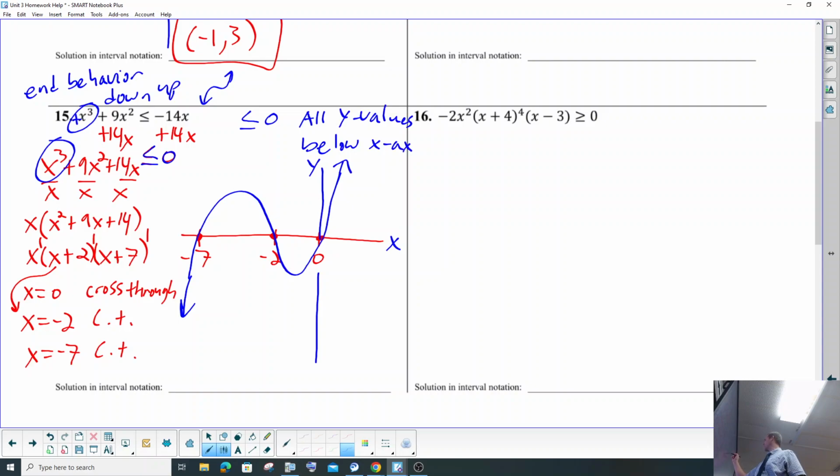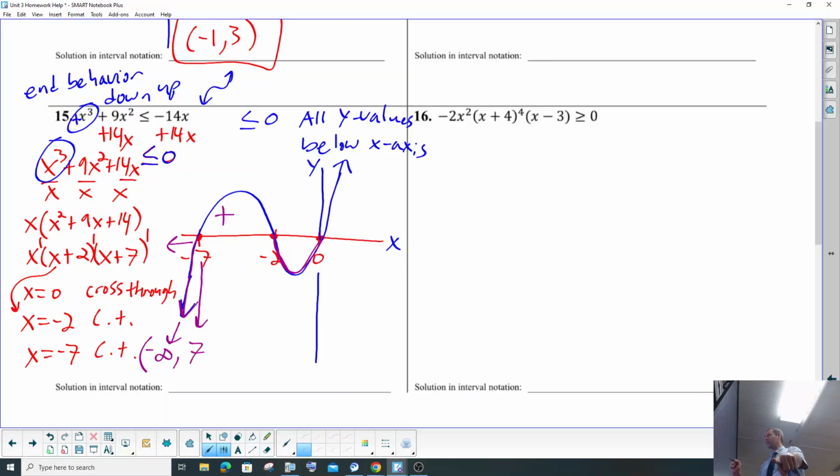So below the x-axis. Okay, which ones are below? Well, if you notice here, this is below, and this is below. So those are where all the solutions are less than or equal to the x-axis. This is going to keep going forever, so our x values keep going forever this direction. So that's going to be negative infinity until we hit the what? The 7.